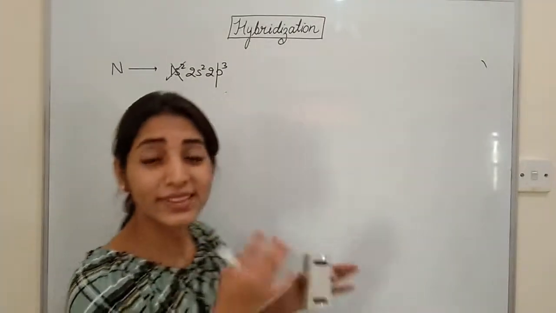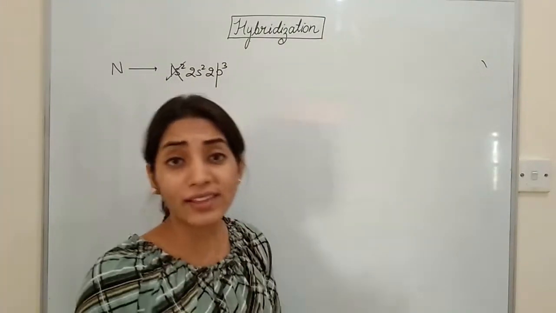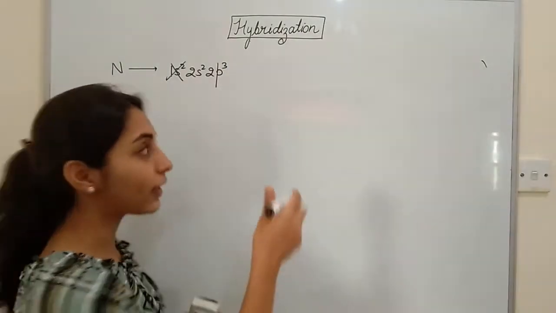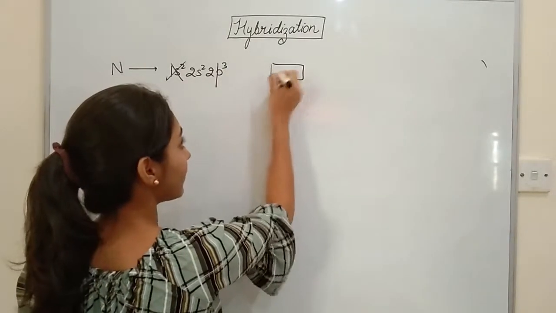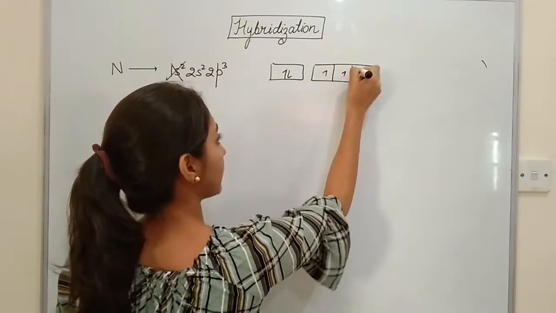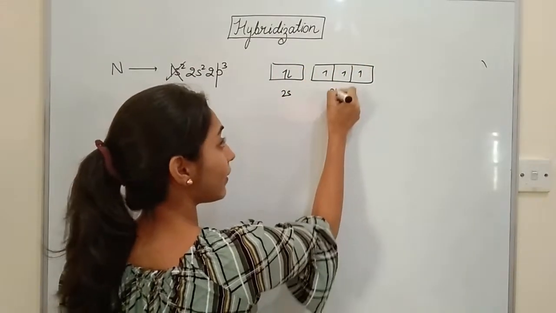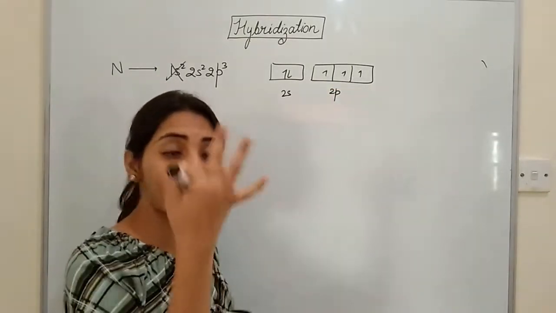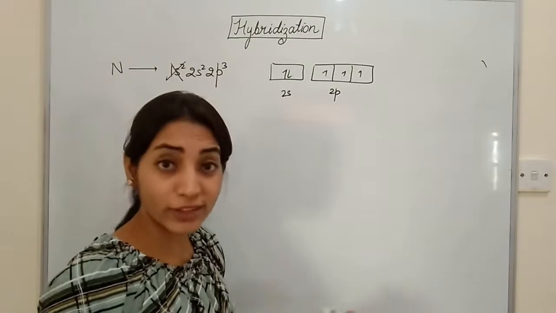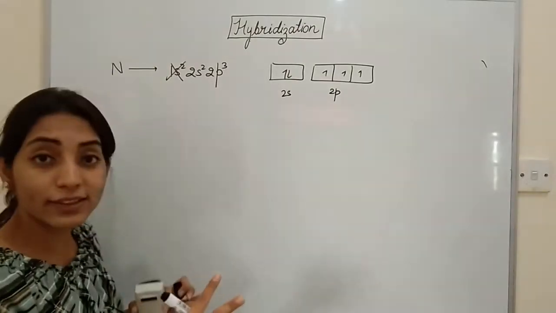So if this complete thing was wrong, what other thing should be done? Now see, I will just go from the beginning again. This is 2s2, 2p3. Am I right? Nitrogen needs to form how many bonds? 3 sigma bonds. And we do have three unpaired electrons, right? Cool. We don't need to do excitation.